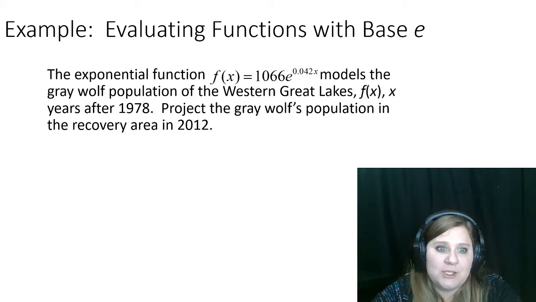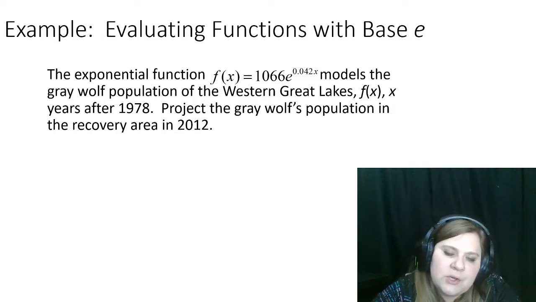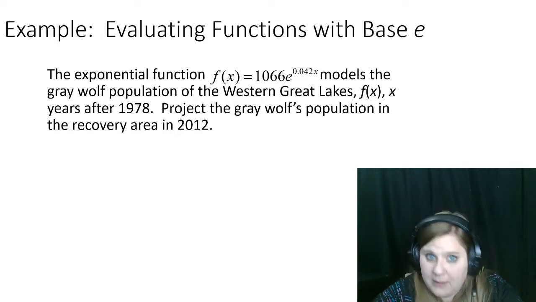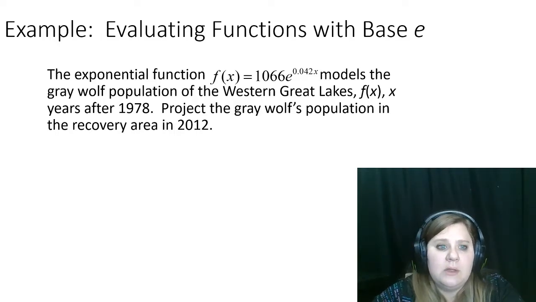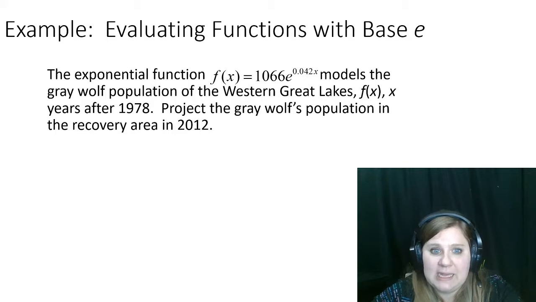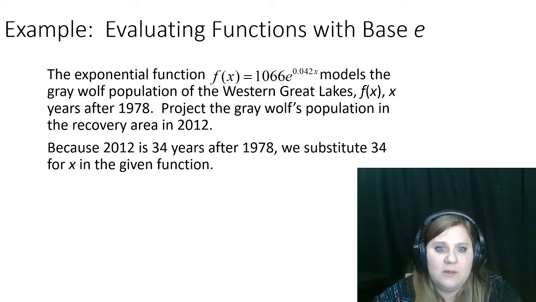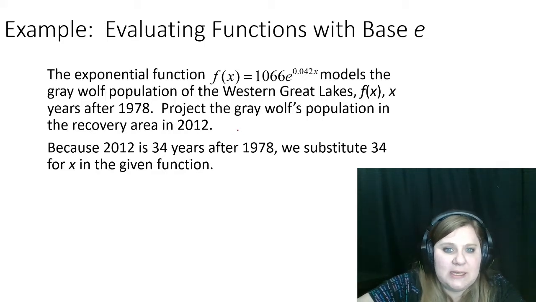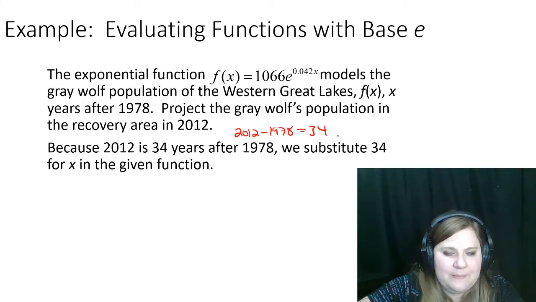Project the gray wolf's population in the recovery area in 2012. Okay, so at this point, you need to decide what x value you have to plug in. If we started in 1978 and we're looking at 2012, then when we subtract 2012 minus 1978, we get 34. That's 34 years later. So we are looking at x equals 34. Again, we did 2012 minus 1978 to get that 34.